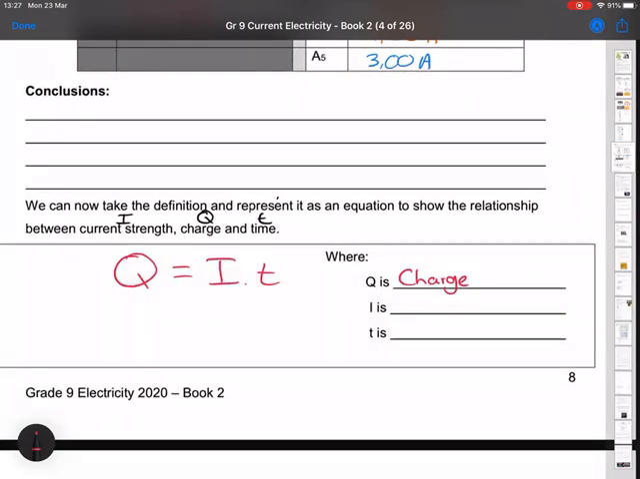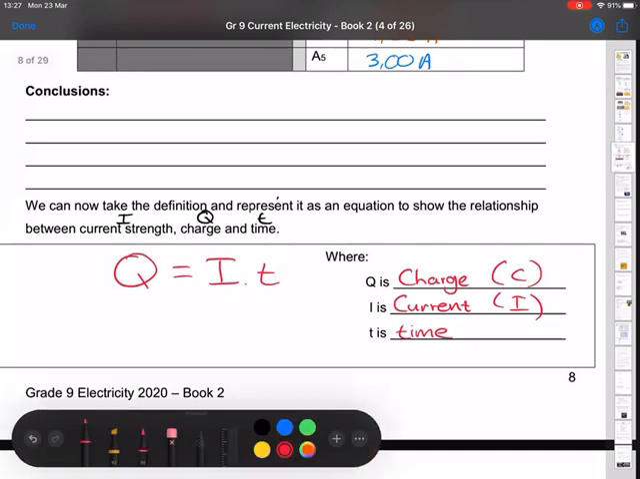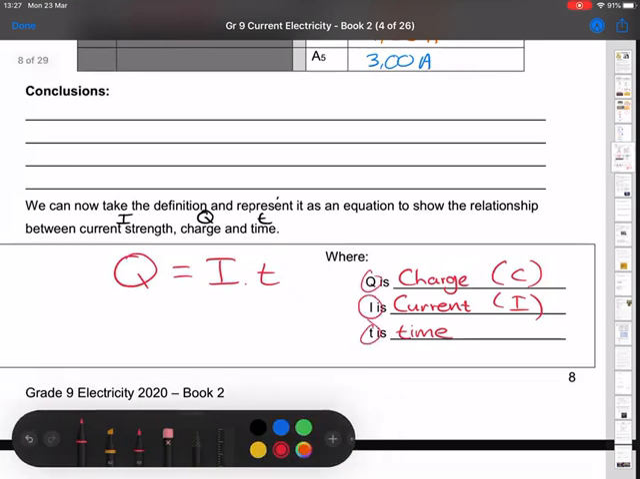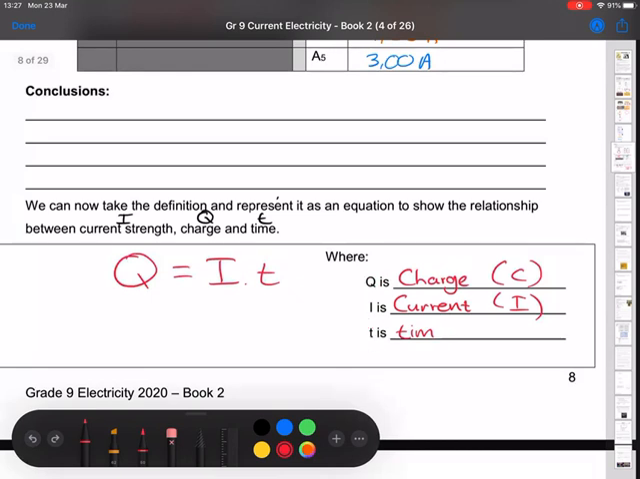Q is charge. The unit for charge, if you remember from your SI units, is the coulomb, and the symbol for coulomb is a capital C. I is current. Sorry guys, the symbol for current is capital I. Symbol for charge is Q. Symbol for time is t. So Q, I, and t.